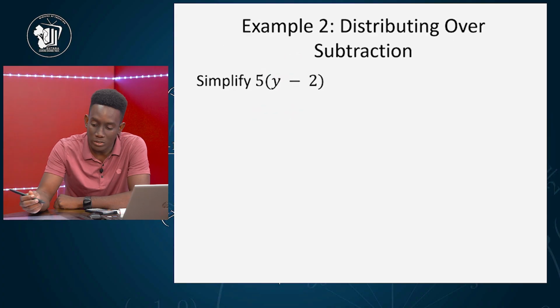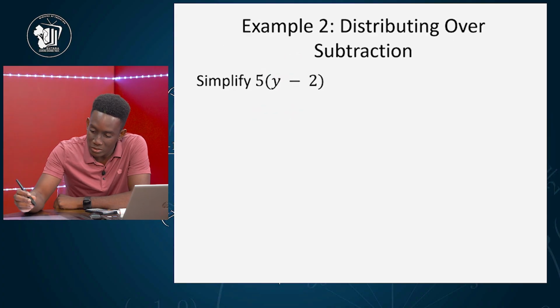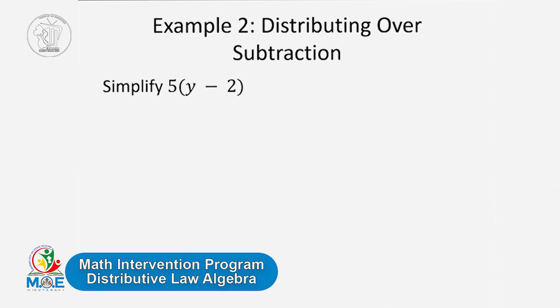Let's carry on to another one. Now we want to simplify 5 open bracket, y minus 2. So this will be 5 multiplied by y, which will give me 5y. And now we'll have 5 multiplied by, you can treat this as a negative 2 to make it easier. So 5 multiplied by negative 2 would give me a negative 10. And that is the answer for that one.